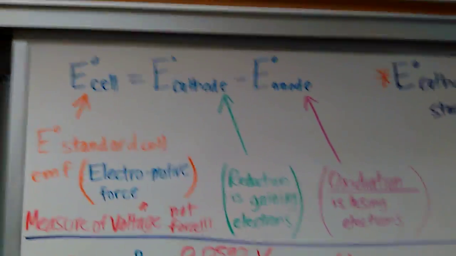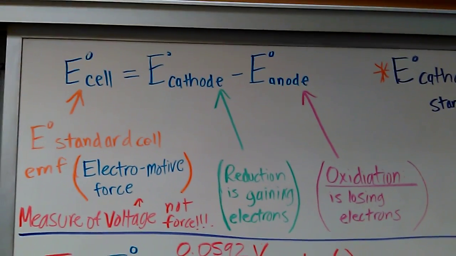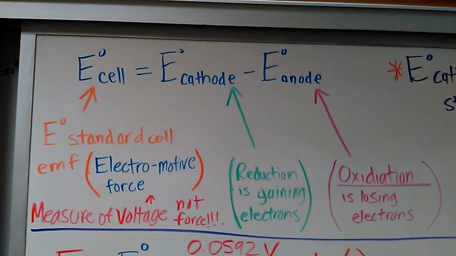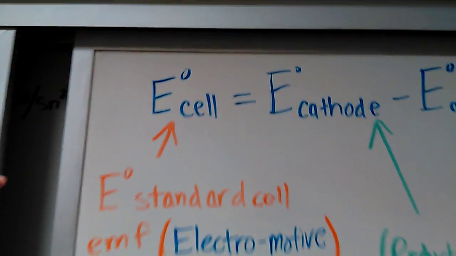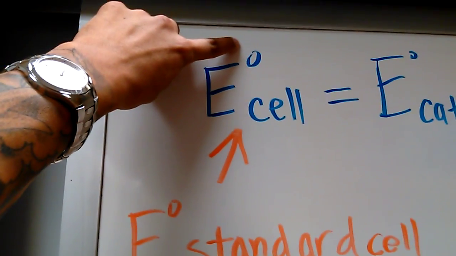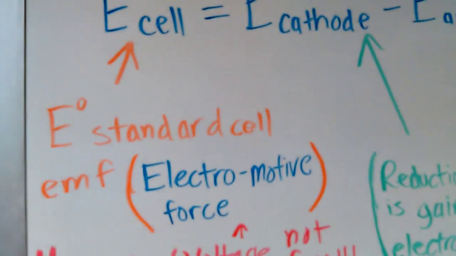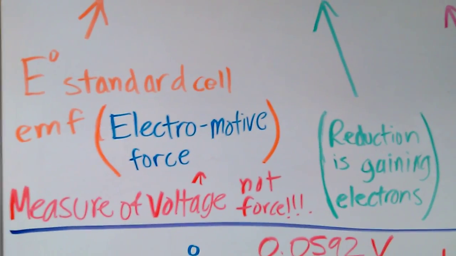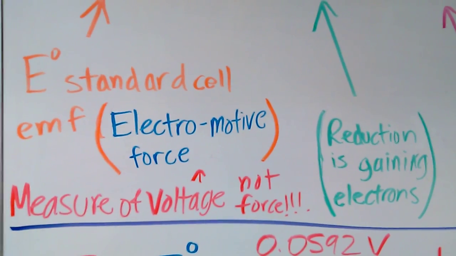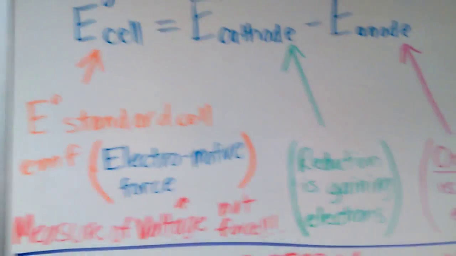So you've got your E standard cell EMF equals your E cathode minus your E anode. Now your E standard cell EMF is here, and you can tell the difference because of the little degree symbol it has here in the cell, as opposed to the actual one. Your E standard cell EMF is your electromotive force. Now, mind you, the electromotive force is a measure of voltage, not force. So just keep that in mind, okay?